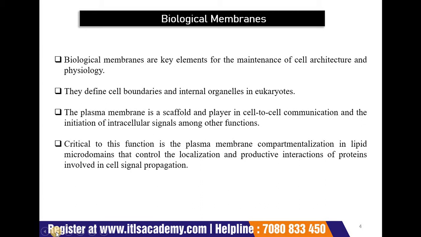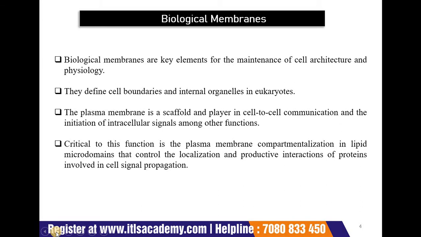Eukaryotic cells contain many internal membrane systems which surround the cell organelles, and each internal membrane system is specialized to assist in the function of the organelle it surrounds. Critical to this function is the plasma membrane compartmentalization in lipid microdomains, which controls the localization and productive interaction of proteins which are involved in cell signal propagation.